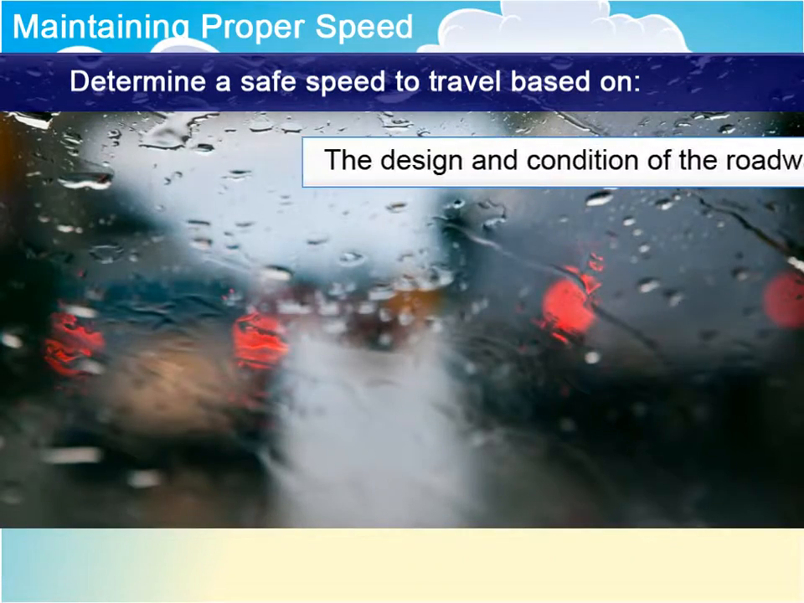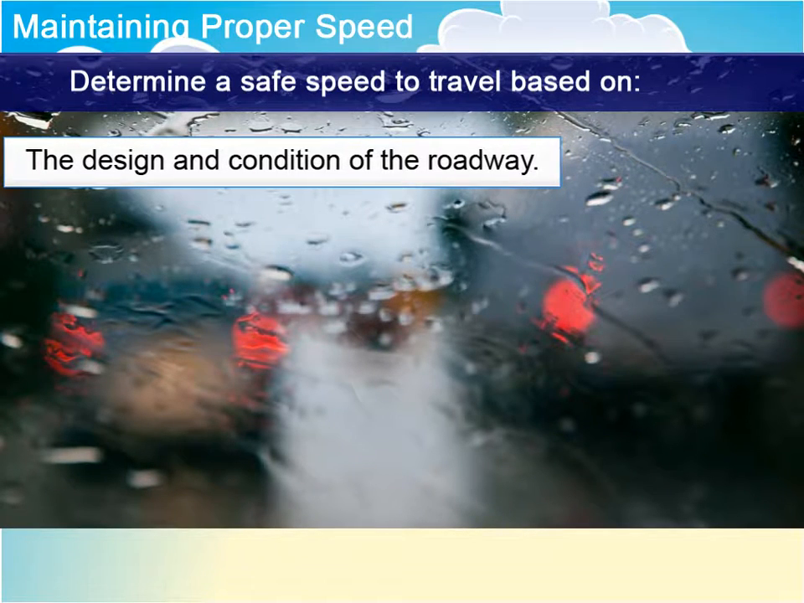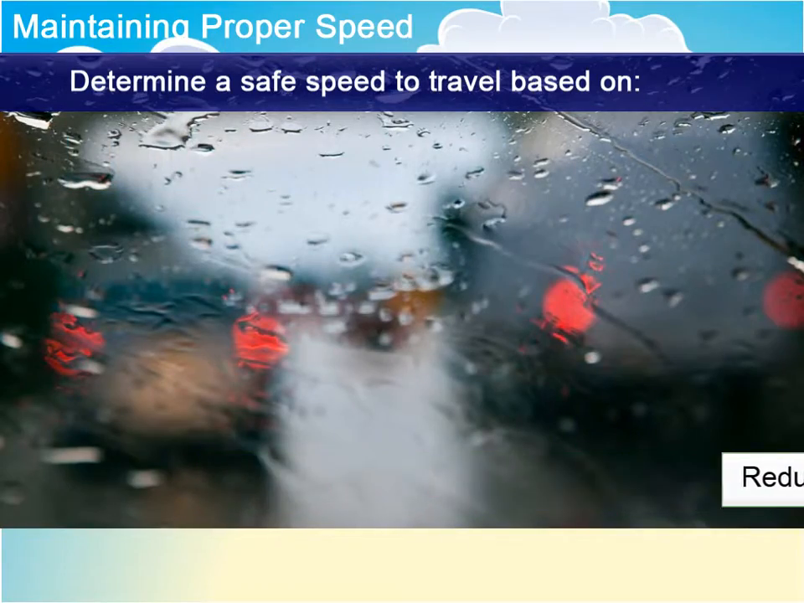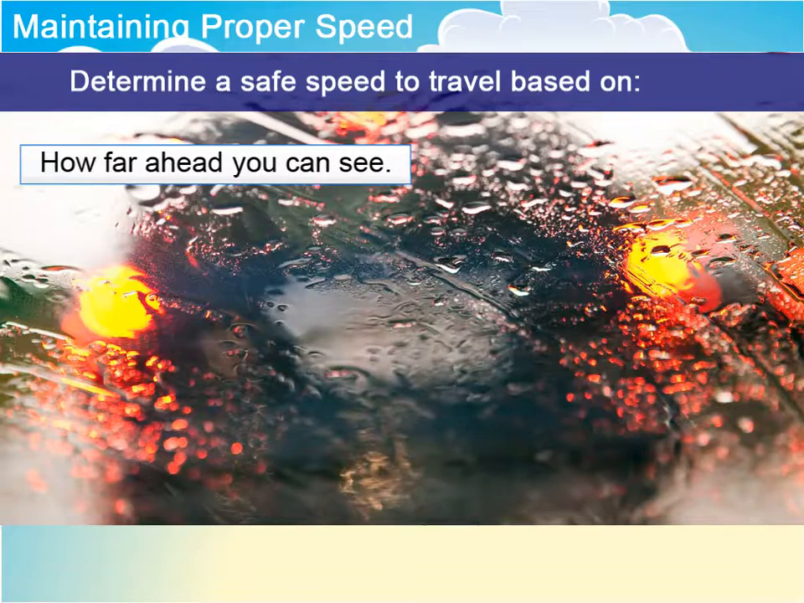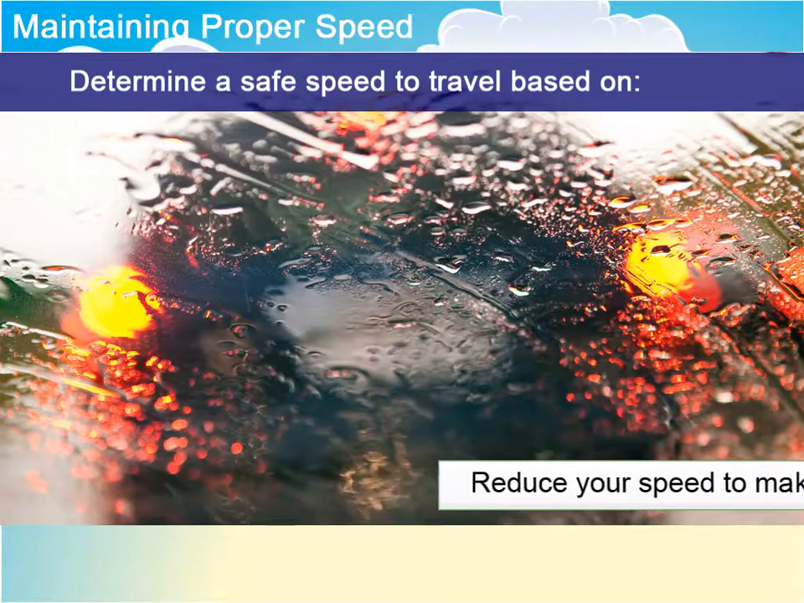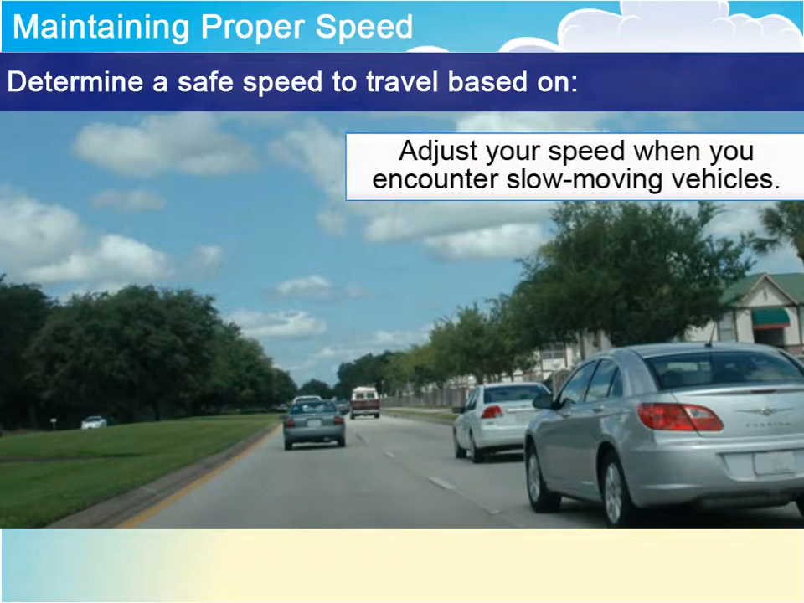The design and condition of the roadway. If road traction and surface conditions are less than ideal, reduce your speed to maintain traction. How far ahead you can see. If you cannot see clearly or around obstacles, reduce your speed in the event you need to make an unexpected evasive maneuver. Adjust your speed when you encounter slow-moving vehicles.